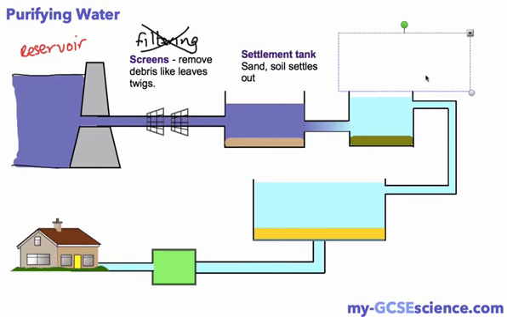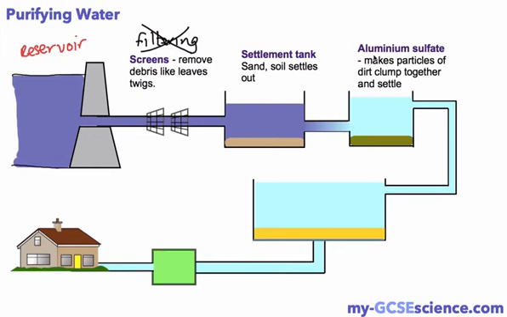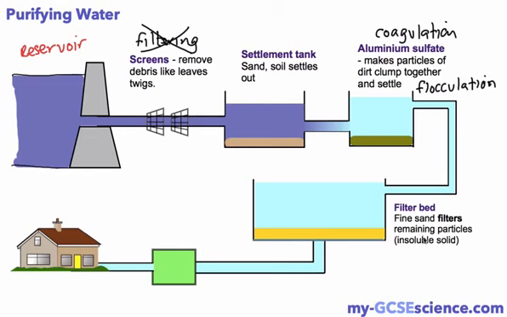The next stage after that is we sometimes have this substance added called aluminium sulfate, and what aluminium sulfate does is it makes particles of dirt clump together and settle, or it can contribute to that happening, and we sometimes call this process coagulation, sometimes seen it also referred to as flocculation. I think I've spelt that correctly, not flocculations.